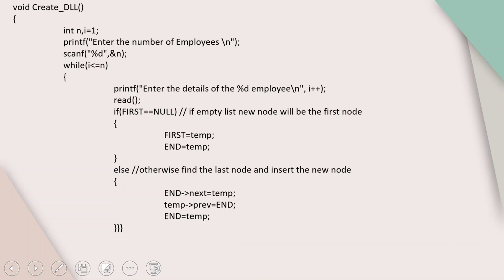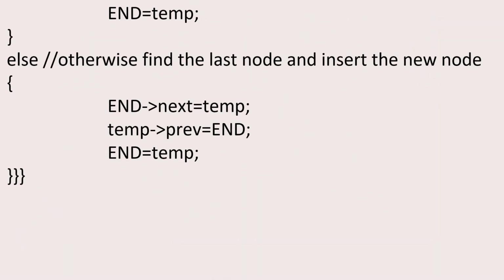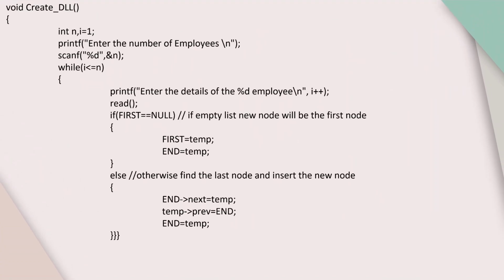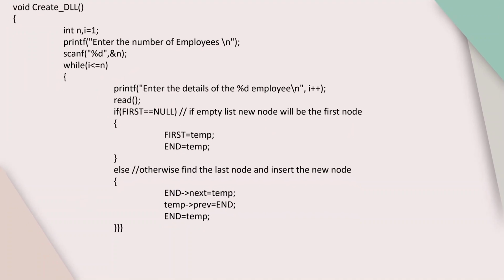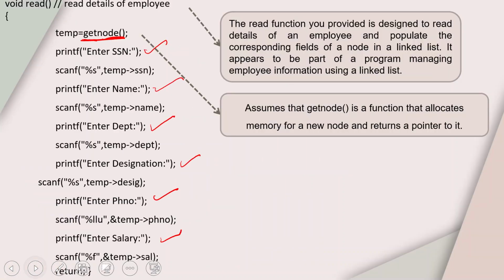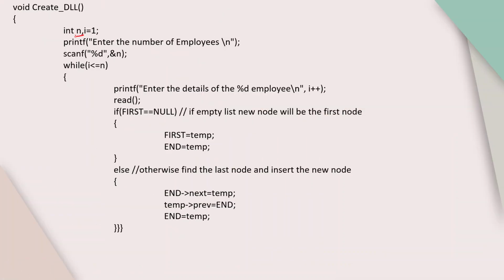So what we are doing is creating the doubly linked list. So parameters are there. Some variables have been declared. This is because I need to use a loop, right? Because number of employees might be more than one. So I'm asking the user for the number of employees, and I'm making use of a loop so that that many employee details can be entered.